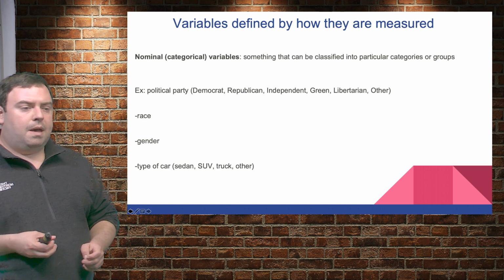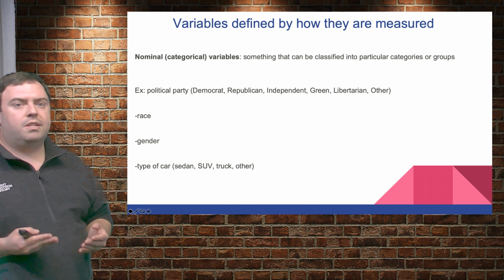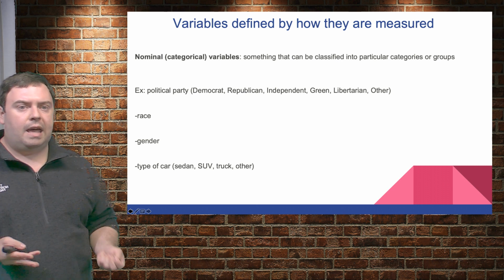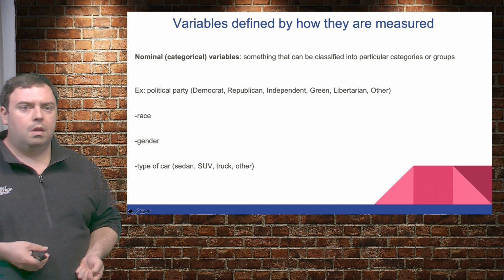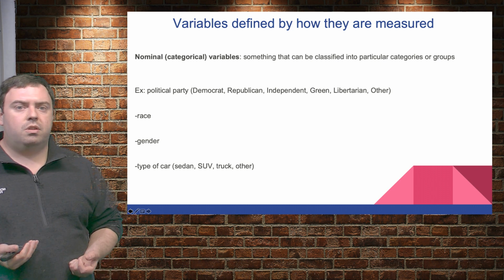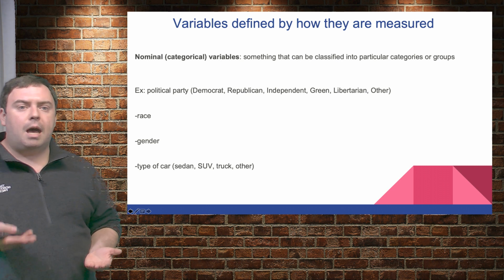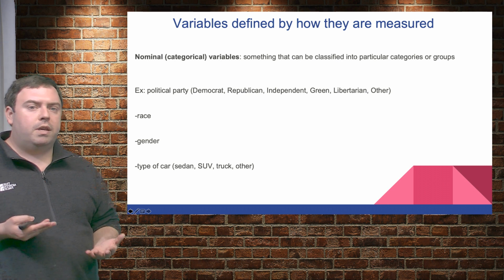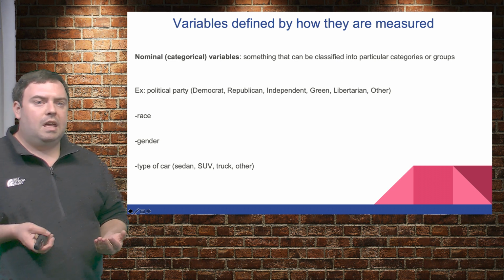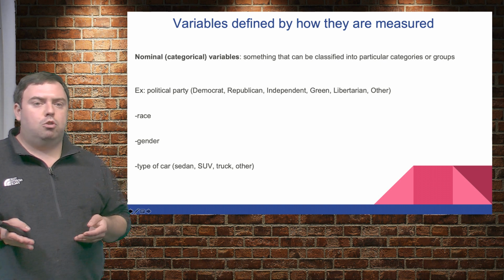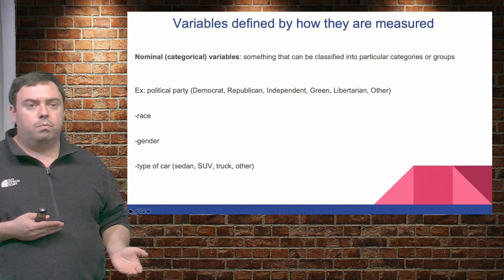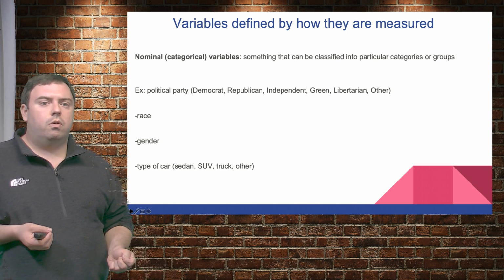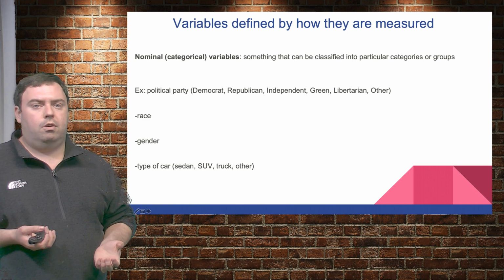So another thing we can think about when we consider variables is how we're going to measure them. We can classify variables based on how they're measured. A variable can be considered a nominal variable, or a variable that's measured nominally or categorically, if the variable can be grouped into particular categories or groups. So it can be classified into particular categories or groups. We would call those nominal or categorical variables.